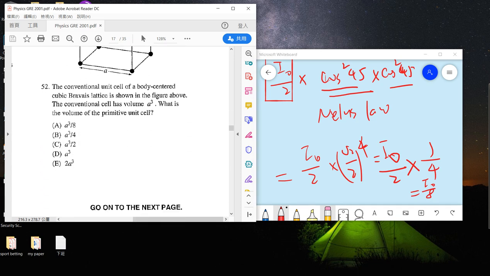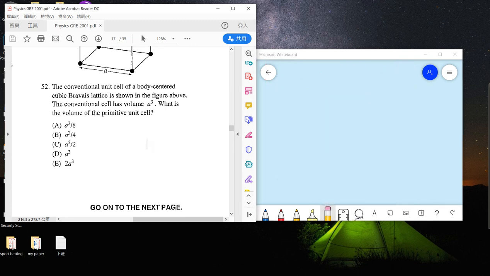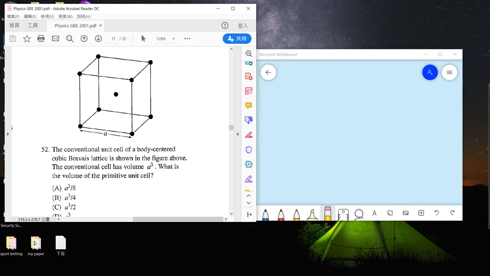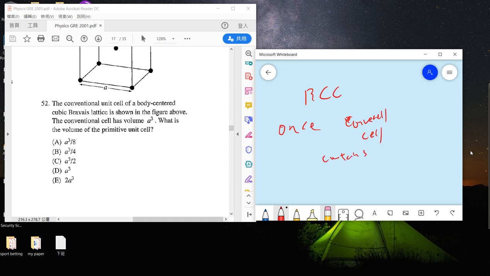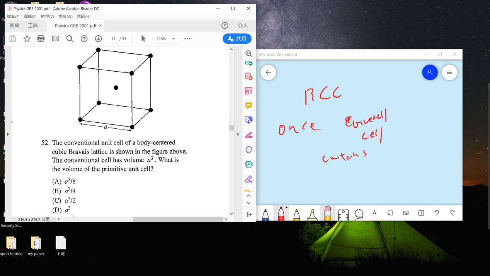Okay, so 52. This is BCC, because there's a center atom, right? There's one in the middle, so this is BCC. So one conventional cell contains 2 atoms, because one is the middle one, and the other is just the corners.